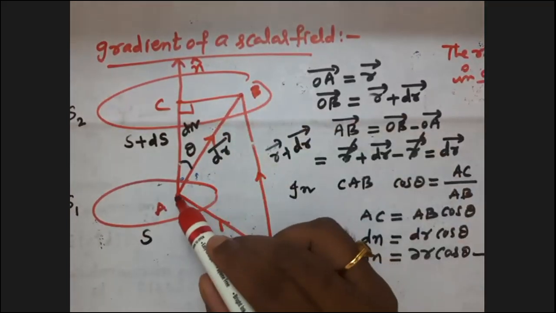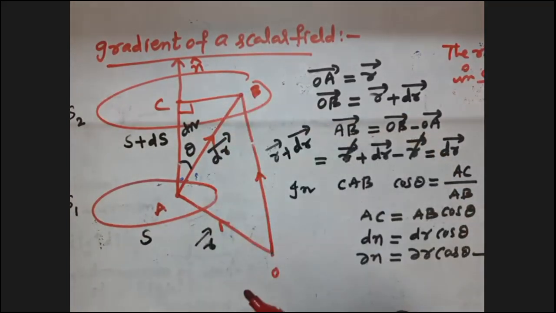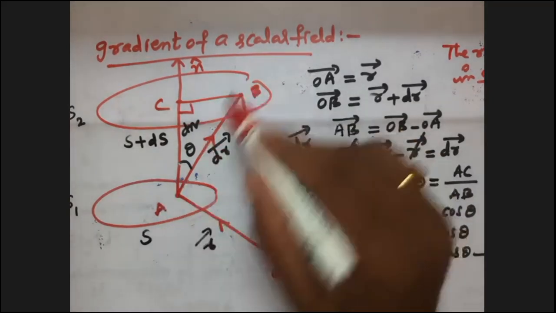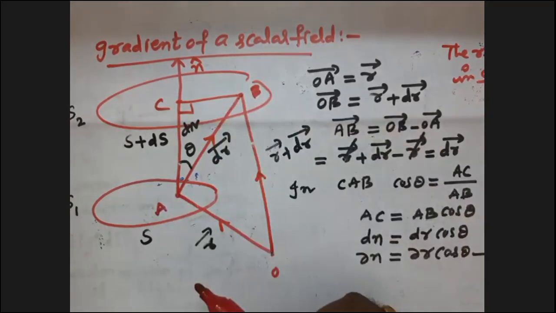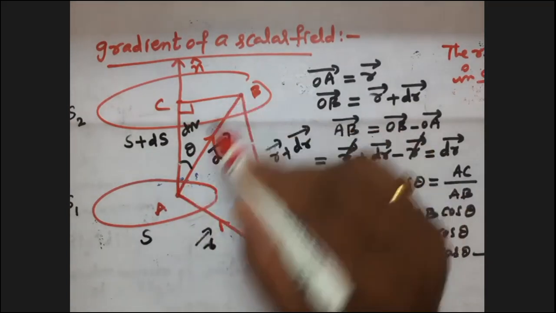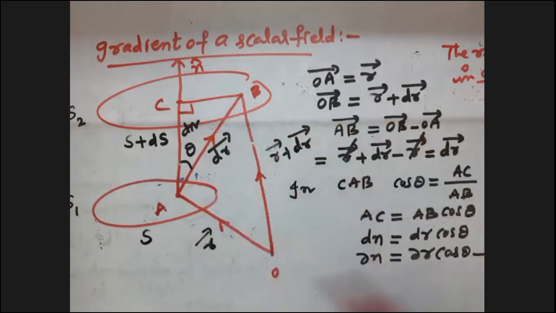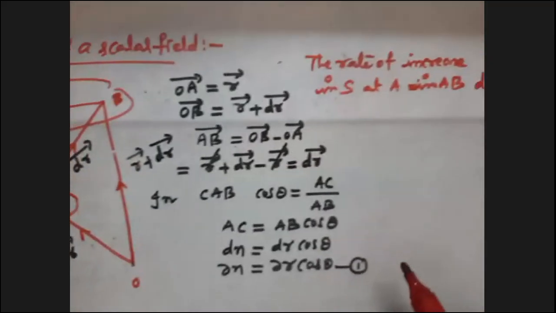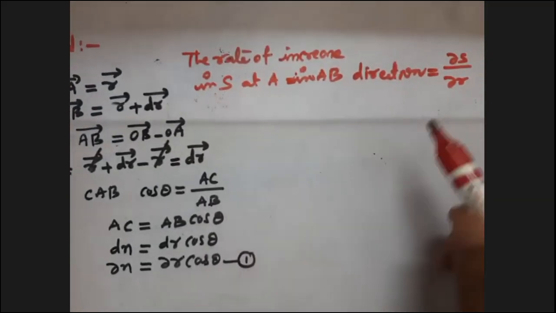So what is the increasing rate of S in going from A to B? So the rate of increase in S along the direction of AB, that is I am writing here, that is dou S by dou r.